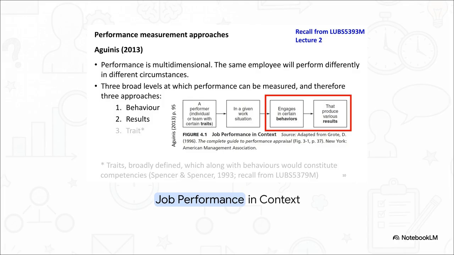Well, there's this brilliant model adapted by Aquinas that breaks job performance down into 3 interconnected phases. First up, you have an employee's underlying traits, so their raw characteristics and knowledge. In a given work situation, those traits drive the employee to engage in specific behaviors. And finally, those behaviors produce measurable results.